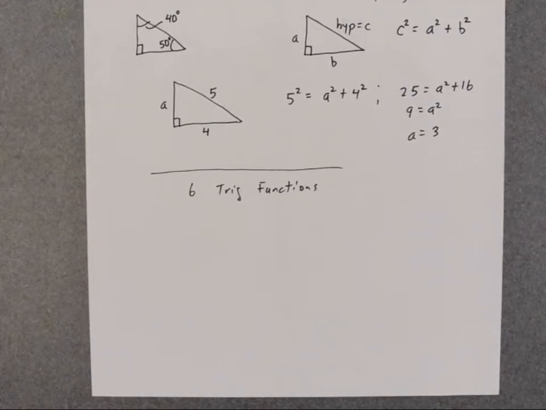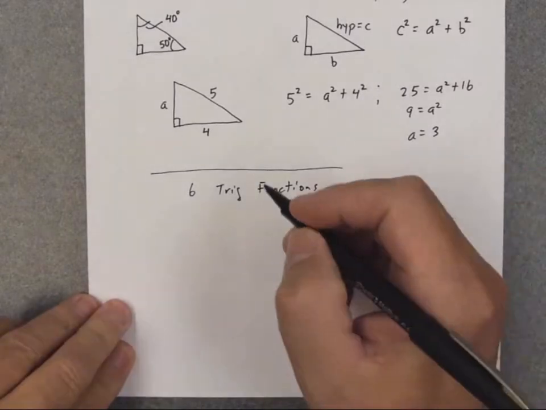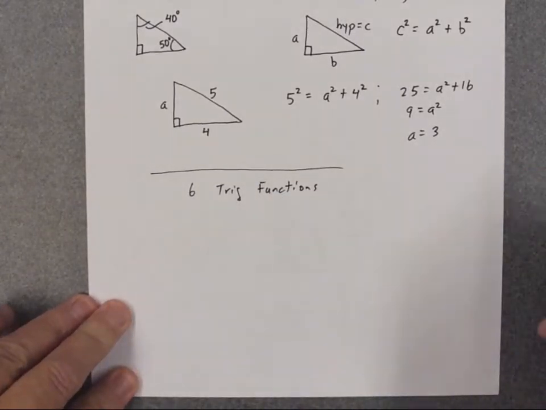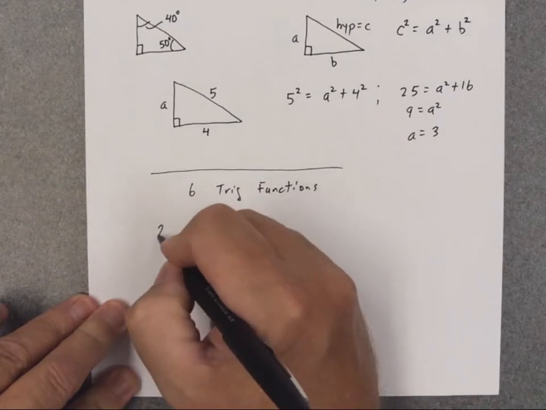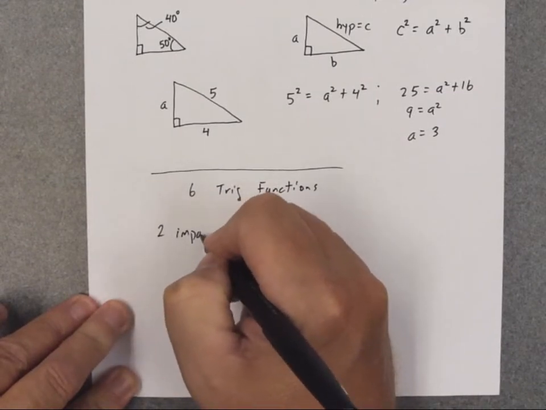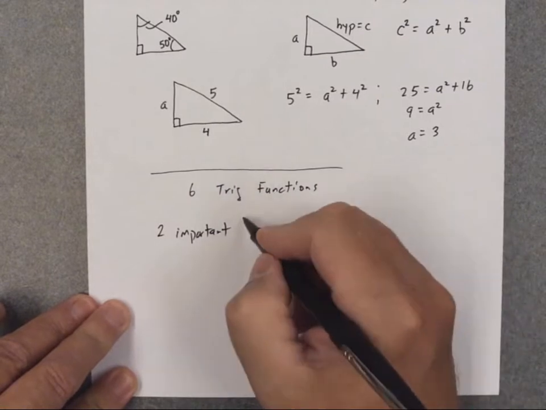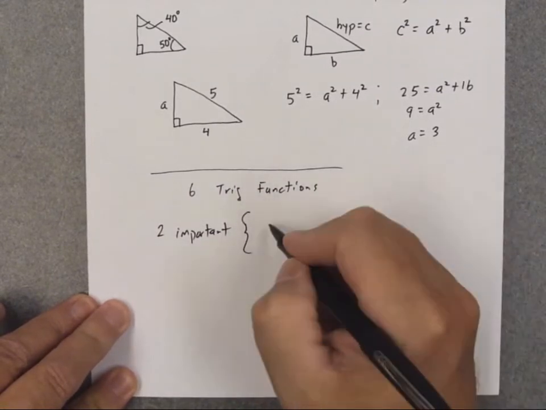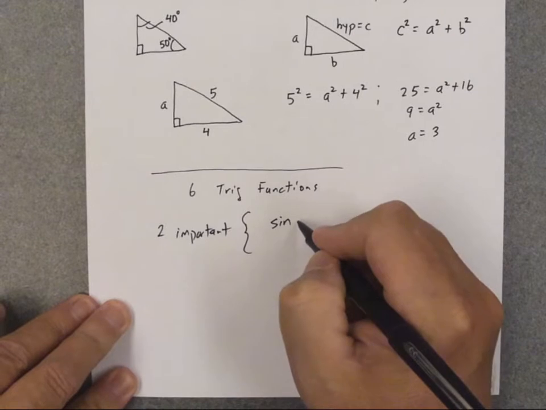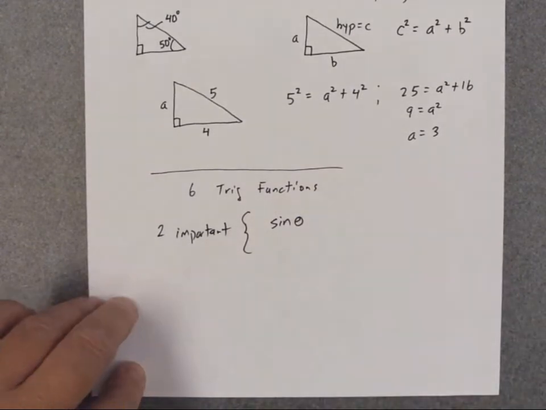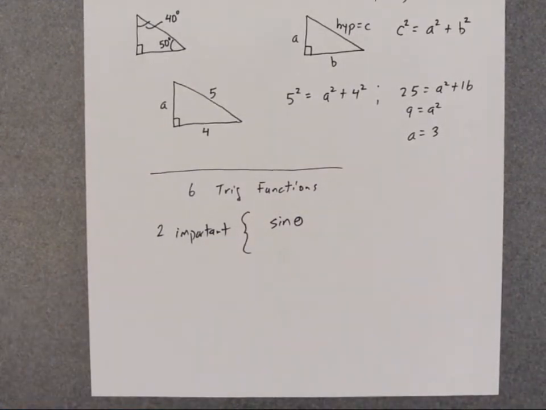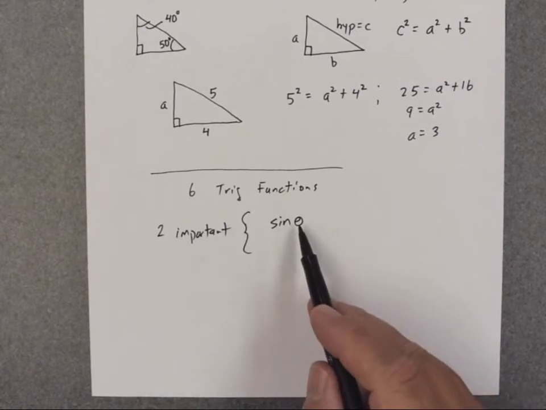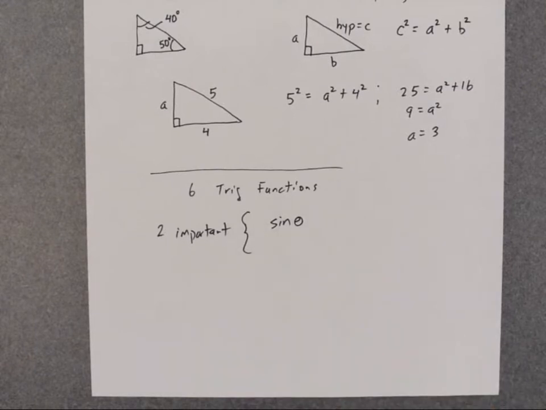Let's just do some quick definitions. Let's assume that we're working with an angle theta. The two important trig functions. First, it's written sin, but it's pronounced sine. We would say sine of theta. When we take a trig function, the trig function relates to an angle. So I've got the angle theta, sine of theta.